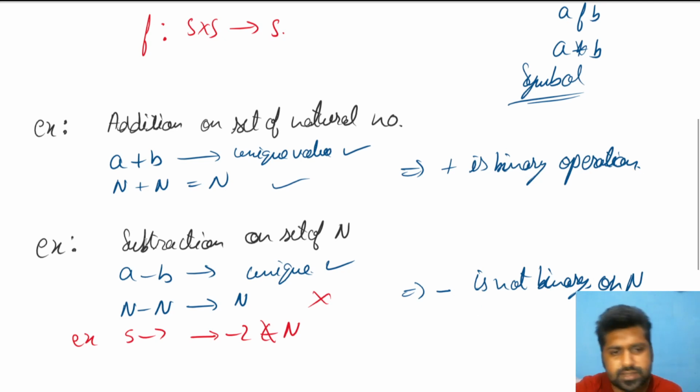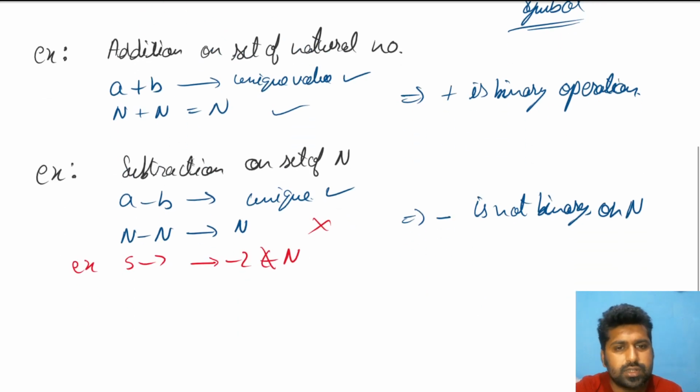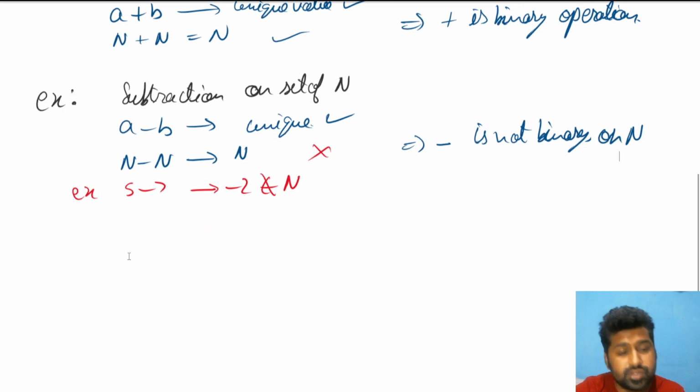If the same question is in integers, subtraction on set of Z. Integer minus integer is always an integer, of course, and it will be unique also. So then it will be a binary. So again, it is dependent whether it is asked on set of natural numbers or set of real numbers, positive rational numbers, negative rational numbers, something like that. So it depends on that.